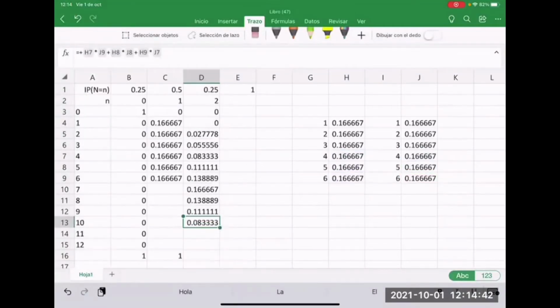Because in here I should have H9, I think, there. So of course the number was correct, but that was just because I have 1/6 for all of the results in the support. However, I definitely needed to use the correct reference.